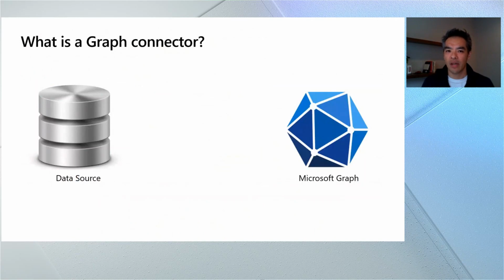Now, let me shift gear a bit and talk a little bit about how you go about building a graph connector. A connector at a high level is simply an application that performs a one-way synchronization of content and ACLs from the data source into the Microsoft Graph.